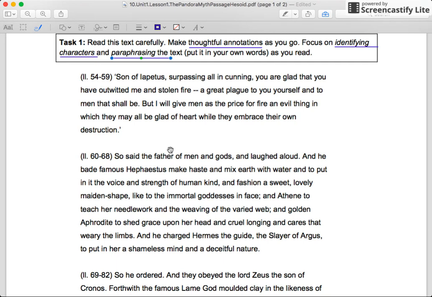Son of Epaetus, surpassing in all cunning, you are glad that you have outwitted me and stolen fire. A great plague to you yourself and to men that shall be.